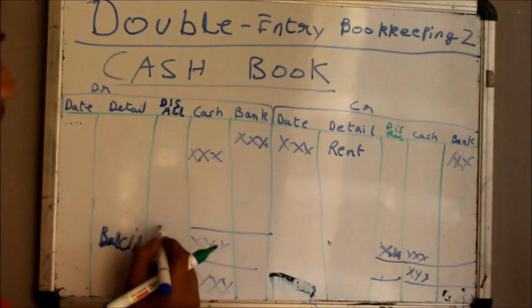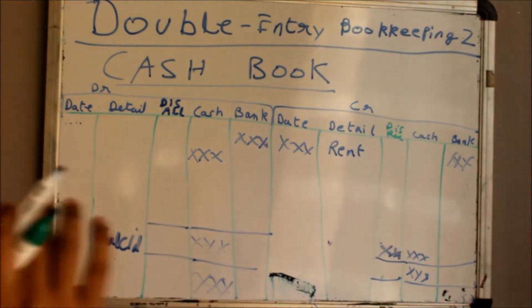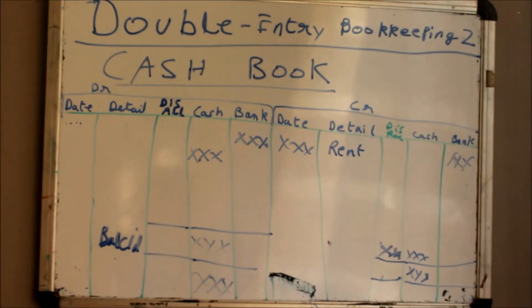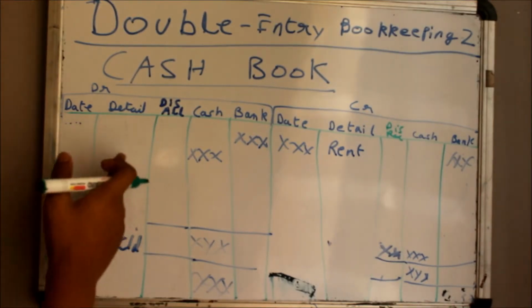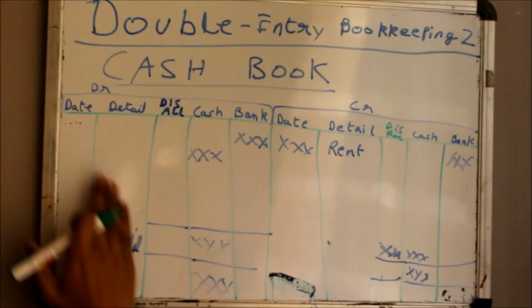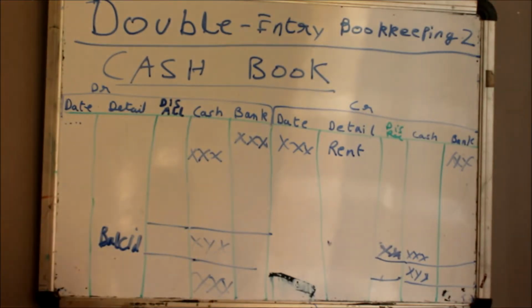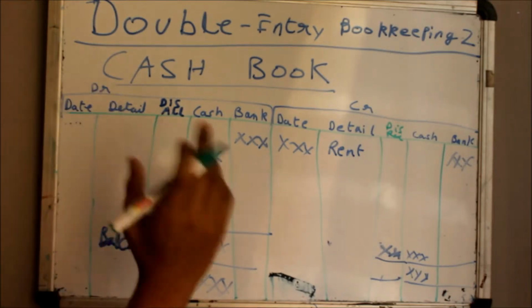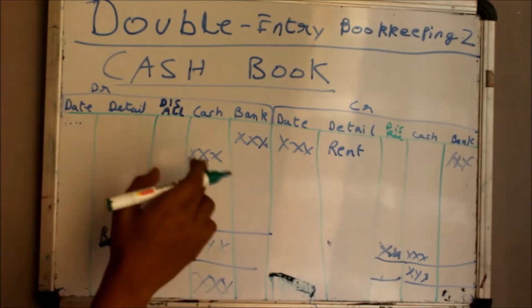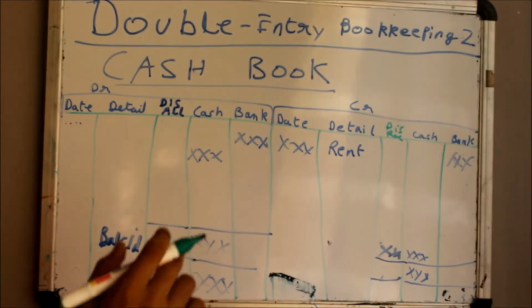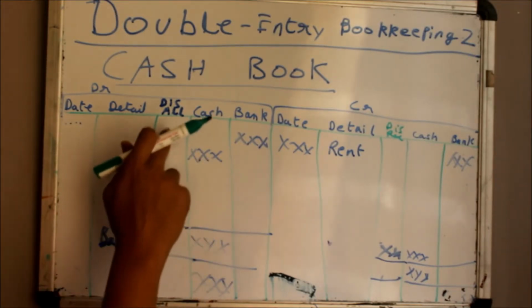Now let me tell you why the discount allowed is on the debit side. The discount allowed is on the debit side because over here all the income is written. The discount allowed is written here because when you're selling goods to customers, the debit side relates to all the customers. So whatever income is here, the amount which the customer has paid has to have the discount allowed subtracted from it. So you have to write the discount allowed over here.